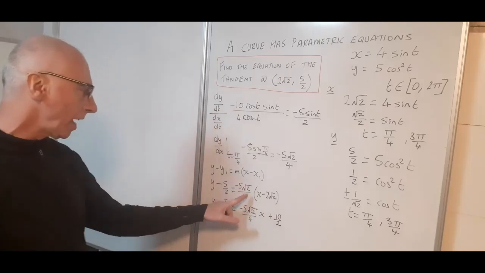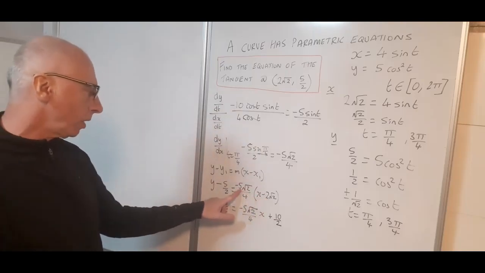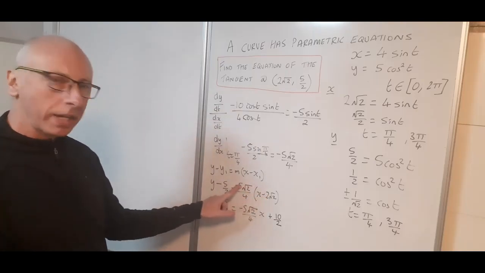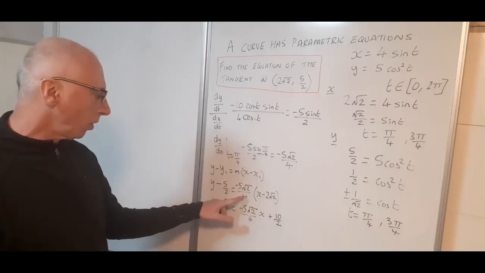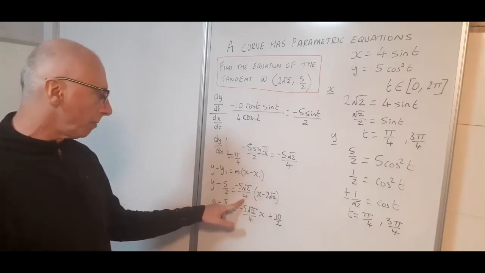So let's just double check that. Minus 5 times 2 is 10. Then the root 2 squared is 2. Divided by 4 is going to give me a 2 to divide by on the bottom.